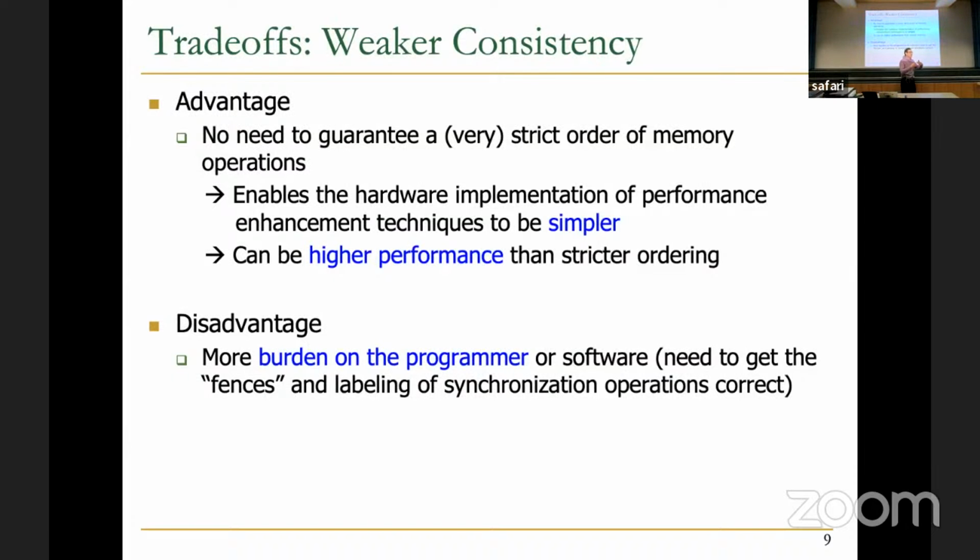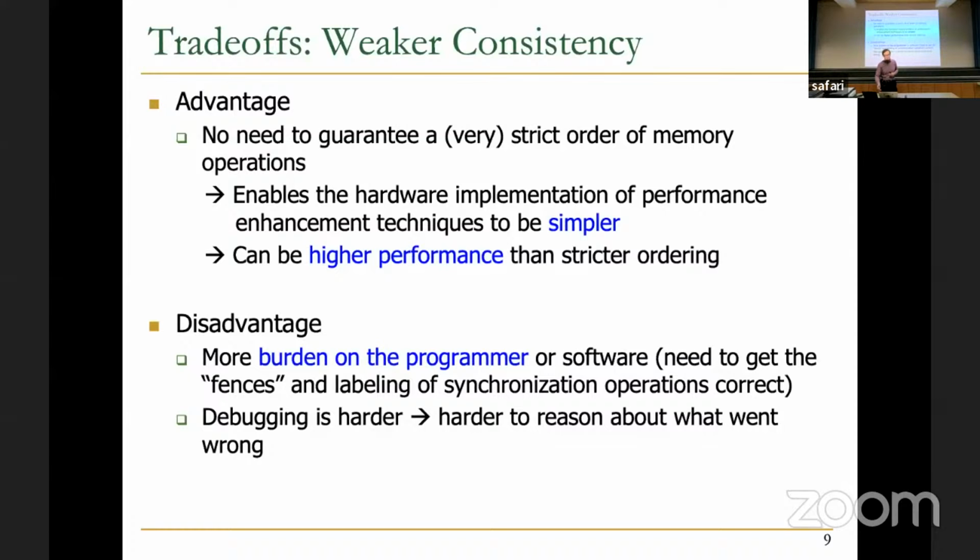Basically, you may run into problems with memory ordering, because memory ordering assumes that you actually mark a synchronization operation as a synchronization operation. If you forget to mark it, then it's not going to impose an order, and you may actually get the wrong result. Essentially, two processors can be in the critical section because you're not marking your synchronization operations correctly. Okay, so there's more burden on the programmer or software, and also debugging is harder because it's harder to reason about what went wrong.